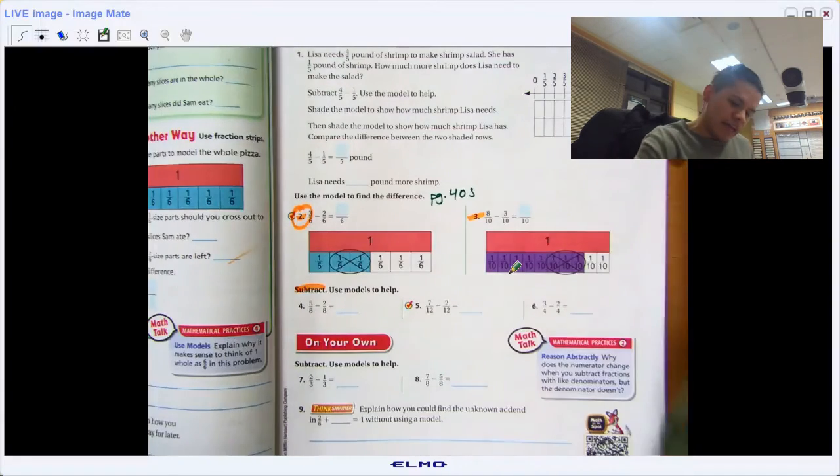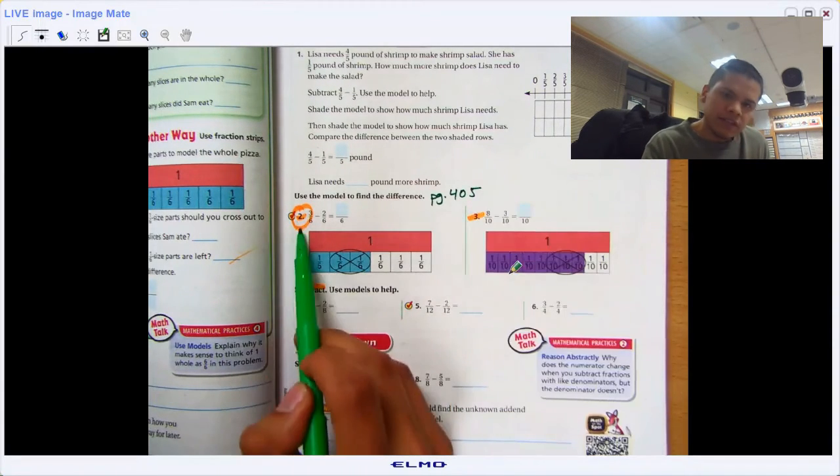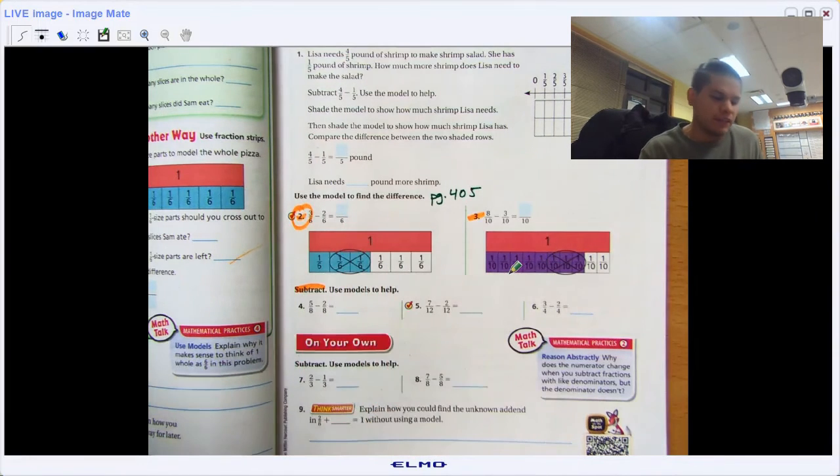All right, let's take a look at a couple of examples on page 405. Let's look at number 2. The instructions read, use the model to find the difference. Ooh, that's a good vocabulary word. Remember, today we are subtracting fractions. This is something that you should know: difference means the answer to a subtraction problem.